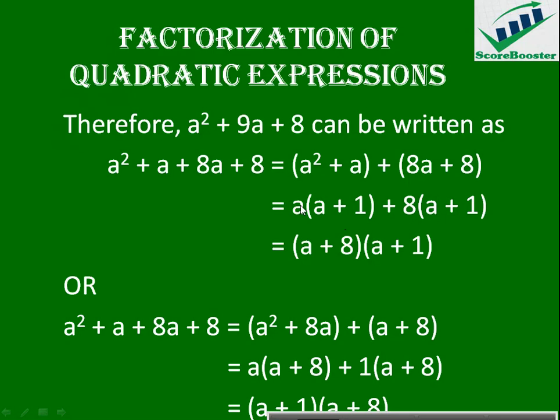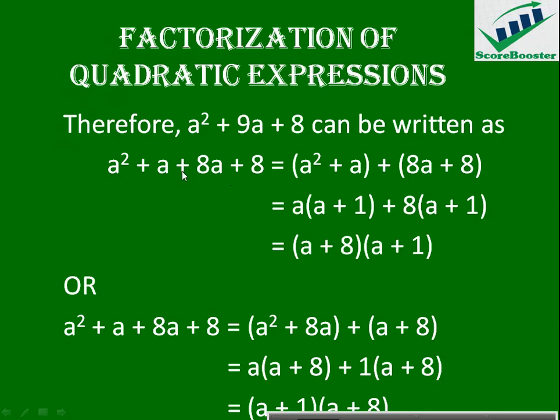Now you take your common factors, a and plus 8. That's how you have a plus 8. And then you take one of these binomial factors, which is a plus 1. So if you multiply a plus 8 by a plus 1, you should have a squared plus 9a plus 8. So that's factorization. Also, you can group your like terms in another way.